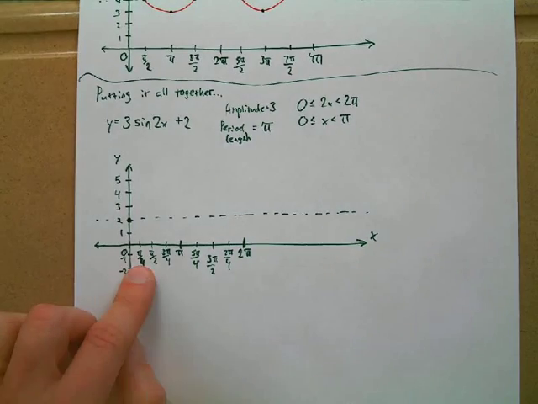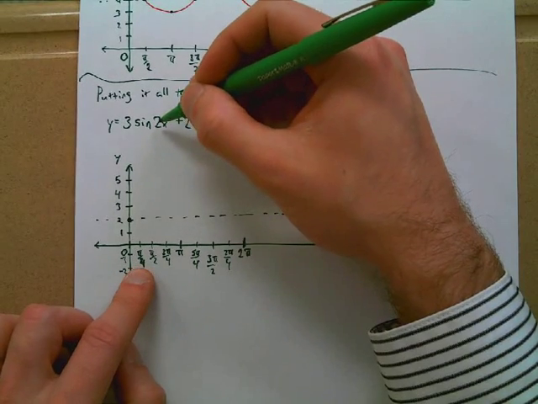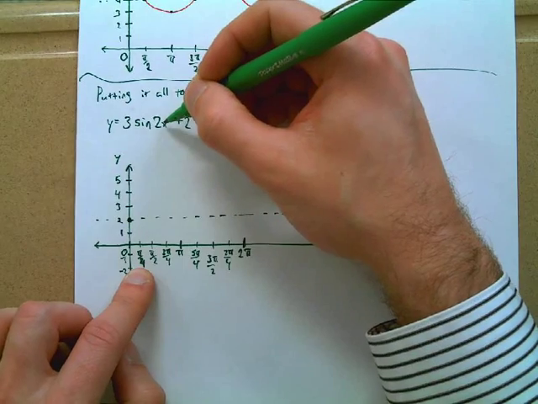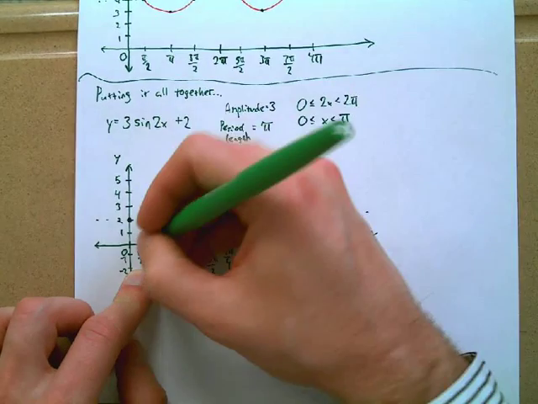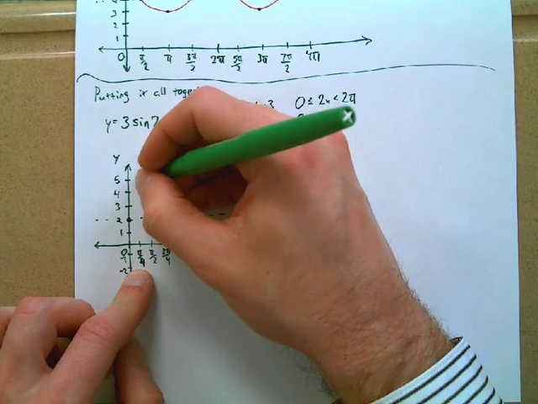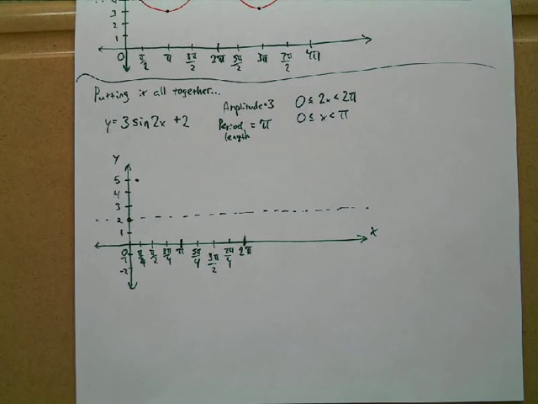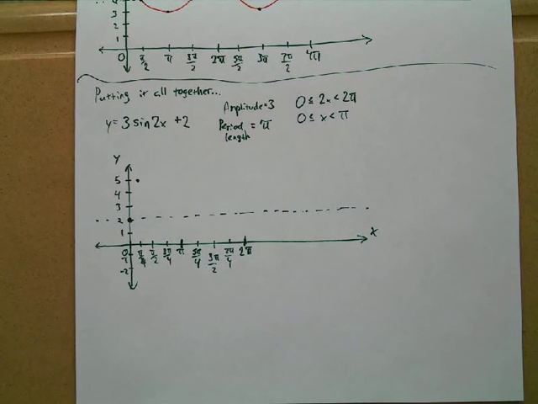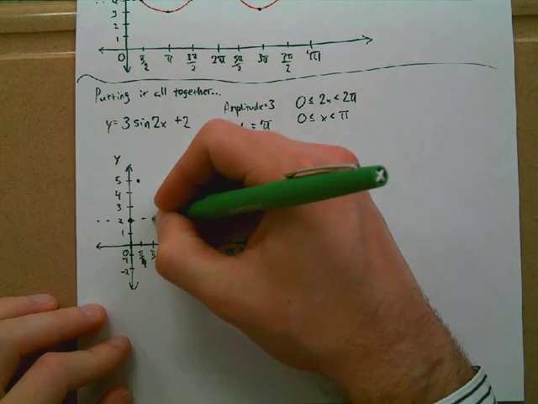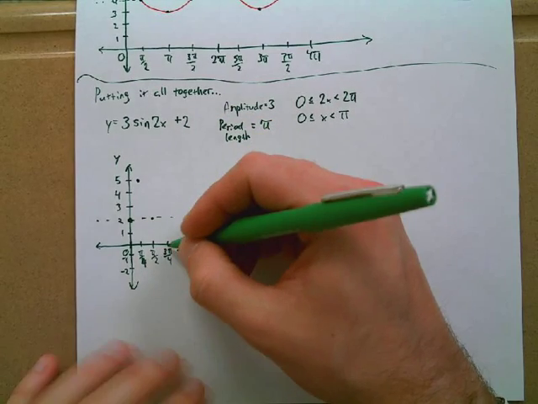So we should understand here the next point is going to be back on the axis, and then 3 pi over 4 is going to be down 3, so that's going to be at the negative 1. Oops, which is going to be in the middle of that graph there. Pi back on the axis, 5 pi over 4 back above at the 5. 3 pi over 2 back on the axis, 7 pi over 4 back at the negative 1, and then 2 pi back on the axis.